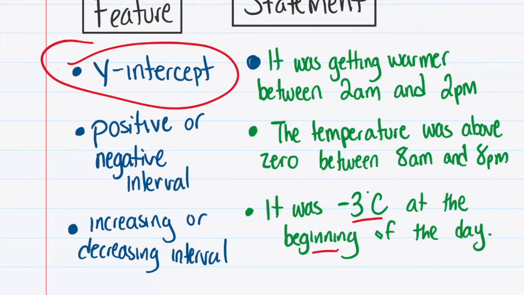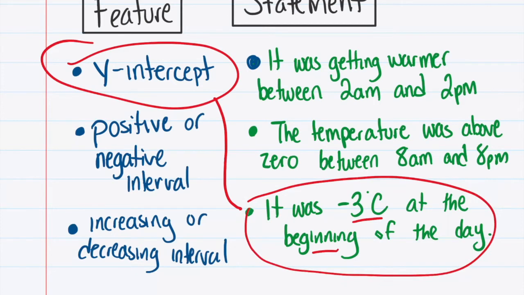And remember, when they say beginning, look at your phone. When does your phone change dates? At midnight. So that's considered the beginning of the day. So we're going to combine these two. There it is. Now, let's go to the next one. How about we talk about positive or negative intervals? Positive or negative intervals. What does that mean?